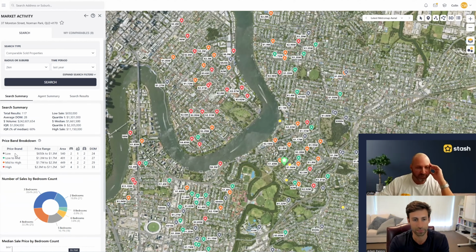One of the things we've got here is this price breakdown. There's 117 sales in this one, which crosses over to New Farm as well. If I zoomed in and did that again, you'd basically see a low number of sales between $650,000 and $1.3 million. The average area is 540, and it's most likely going to be a two-bedroom property. Yep, the high end of town.